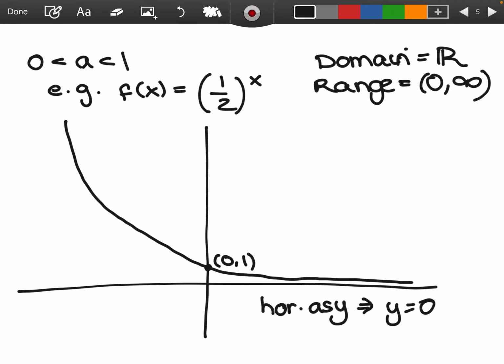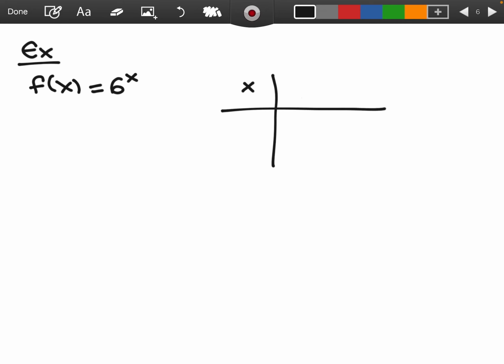Let's go ahead and sketch some of these graphs. The first one that I want to look at is going to be f of x is equal to 6 to the power x. Whenever you get one of these, what I would always do is plot out 3 points, to give you a slightly more accurate sketch. And these are the points that I would always go ahead and graph. I will graph where x is 0, where x is 1, and x is negative 1.